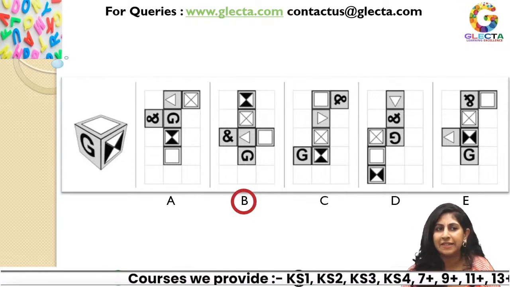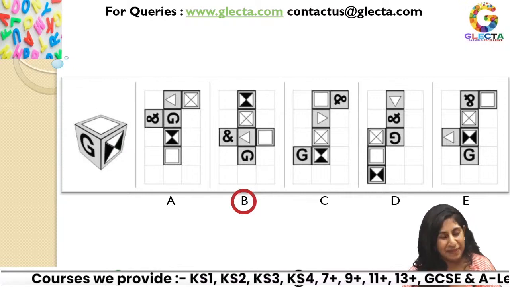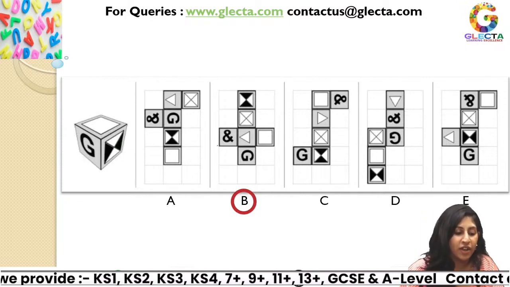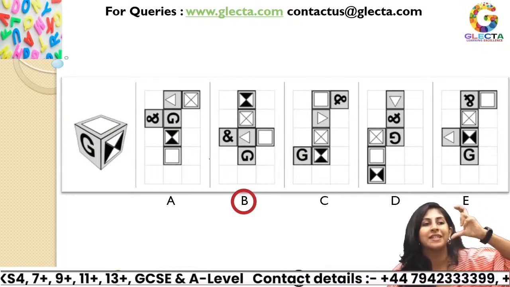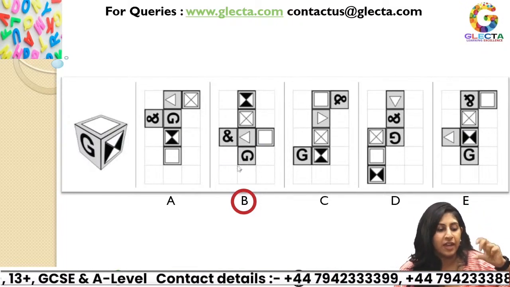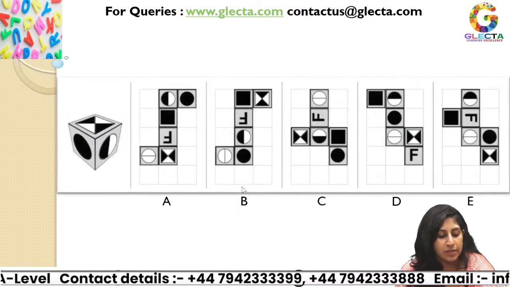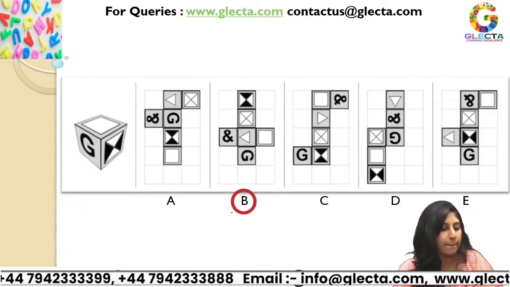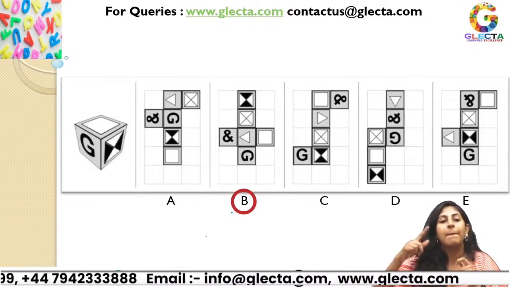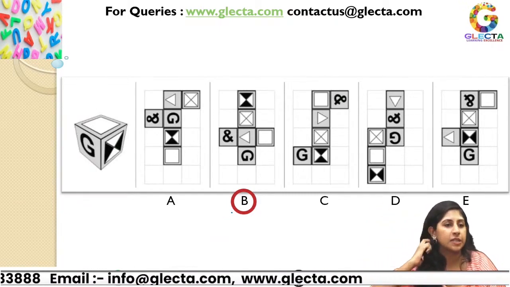A, B, C, D, E? B. B. Correct. So over here we would be seeing the curved part of G, where it is pointing towards, right? So on that basis I would say, wait 1 second, yeah. So over here my B part would be the correct answer.